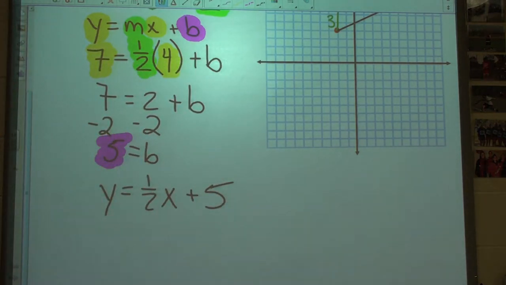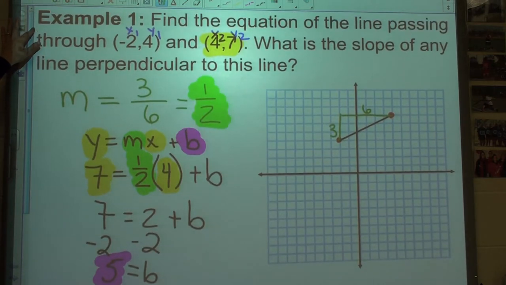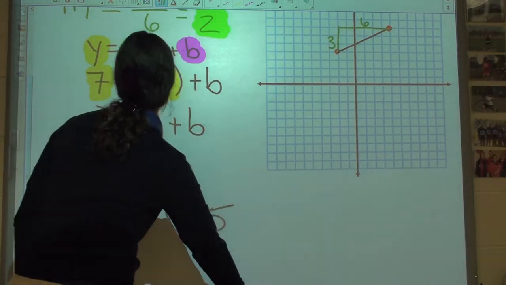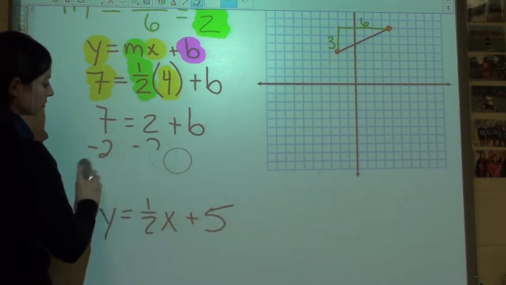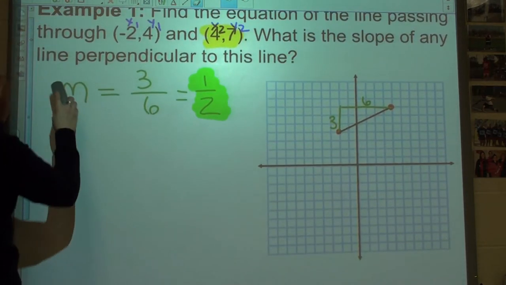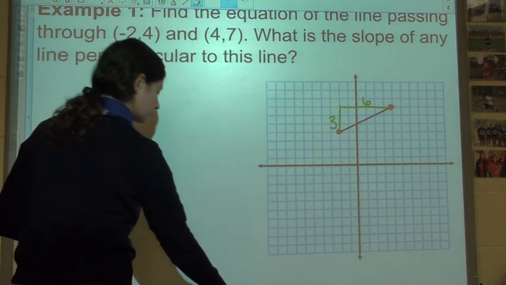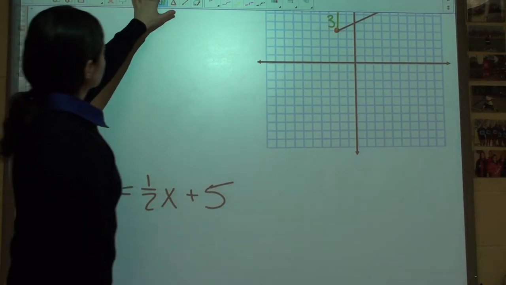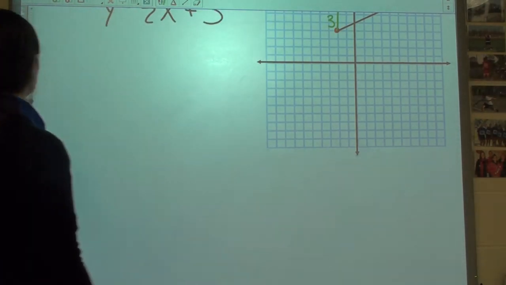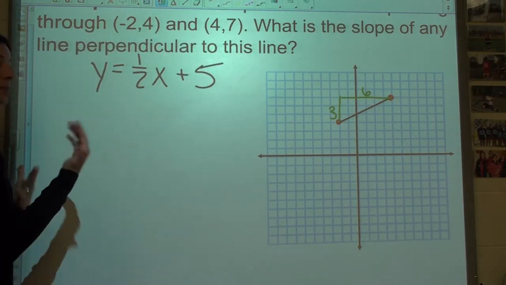Now I'm sure you're well aware at this point that we still want to go back and make sure our points are correct and make sure we did everything perfectly, because you can always make a mistake. So we had the points negative 2, 4, and the points 4, 7. So I'm just going to go ahead and erase all of this. So hopefully you got it down already. So we have y equals 1/2 x plus 5. So we're going to take both of these points, plug them in, see if they work.